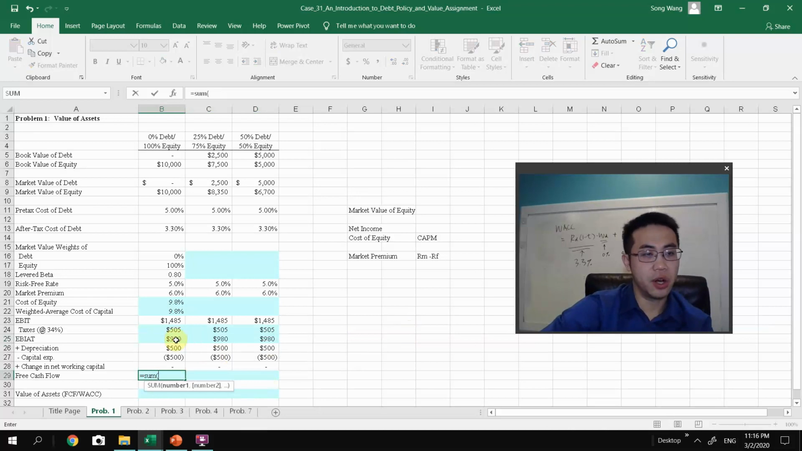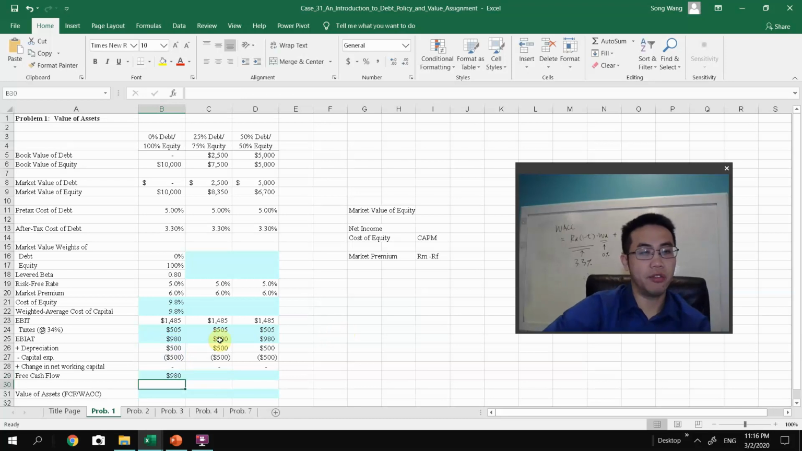So that's where I start, 980 plus 500, because depreciation was a non-cash term I subtracted before. Now I need to recoup it, and then I subtract the 500 capital expenditure and also 0 for change in net working capital. So this is my free cash flow. So the free cash flow is the same.